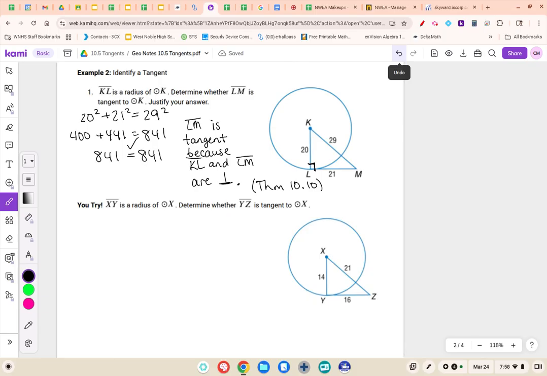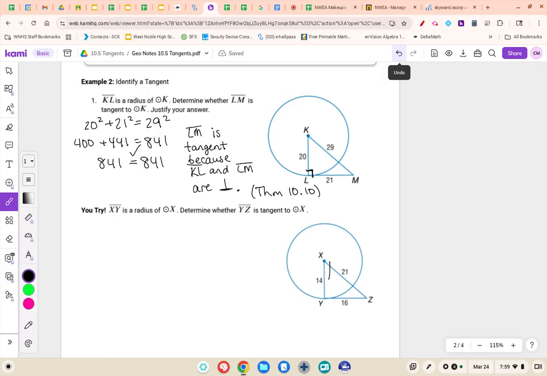Okay, so same idea. We know this is a radius. We are trying to check to make sure this is actually tangent and doesn't just sort of look like it and not be a tangent line. So to do that, we check to see if this is a right triangle.